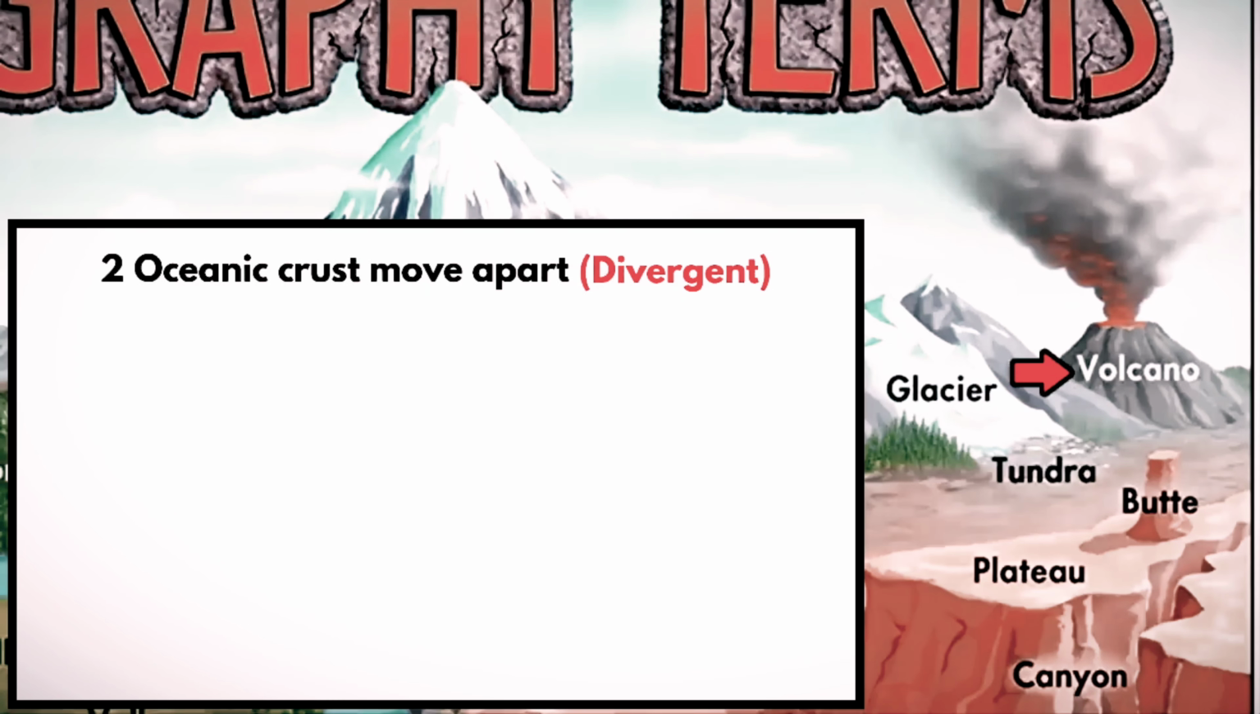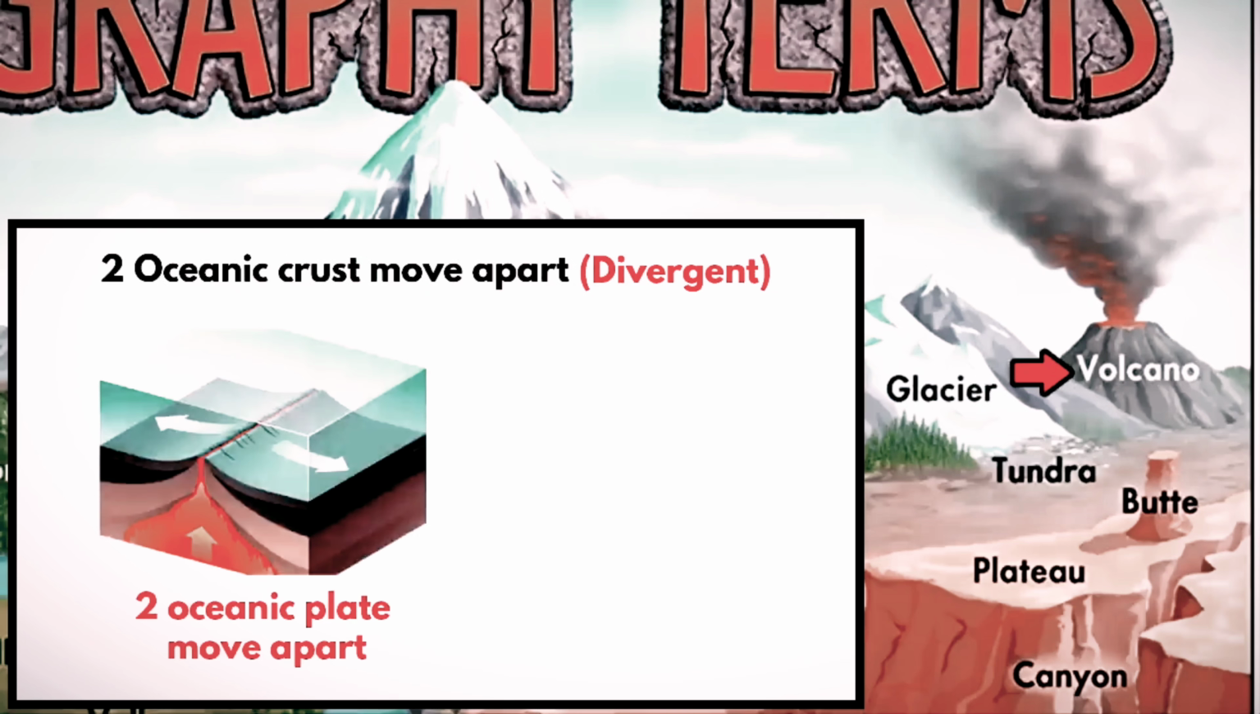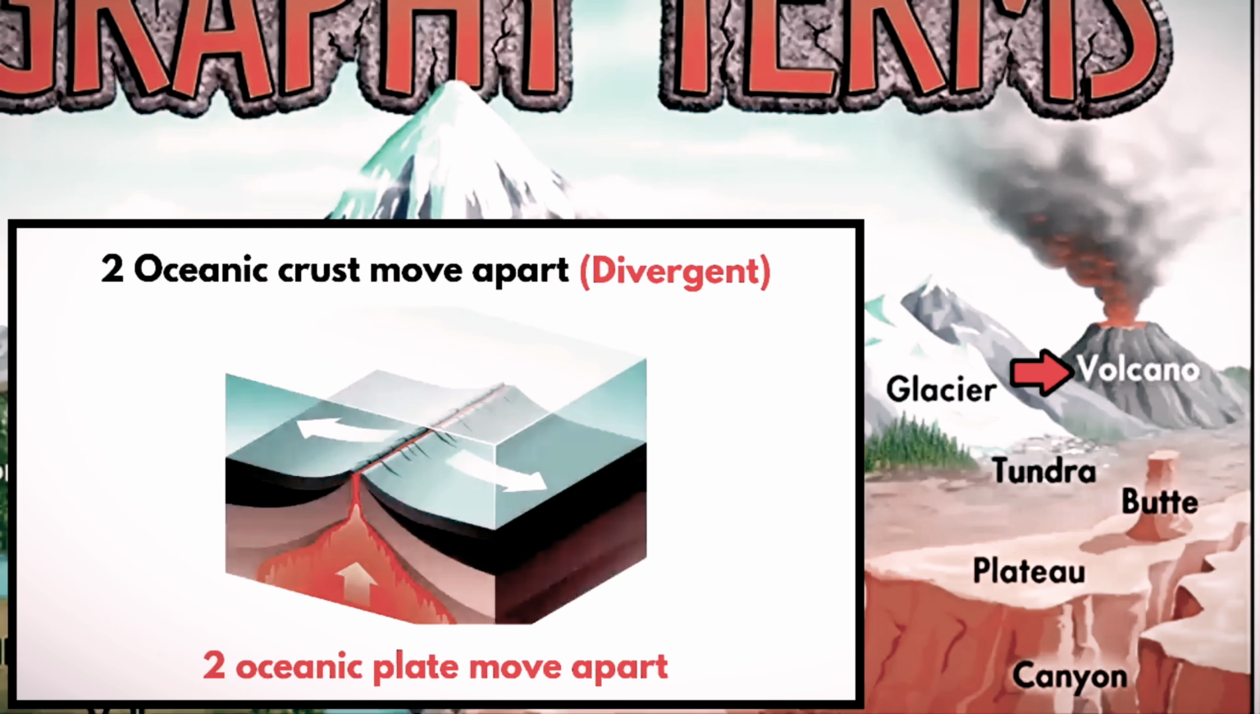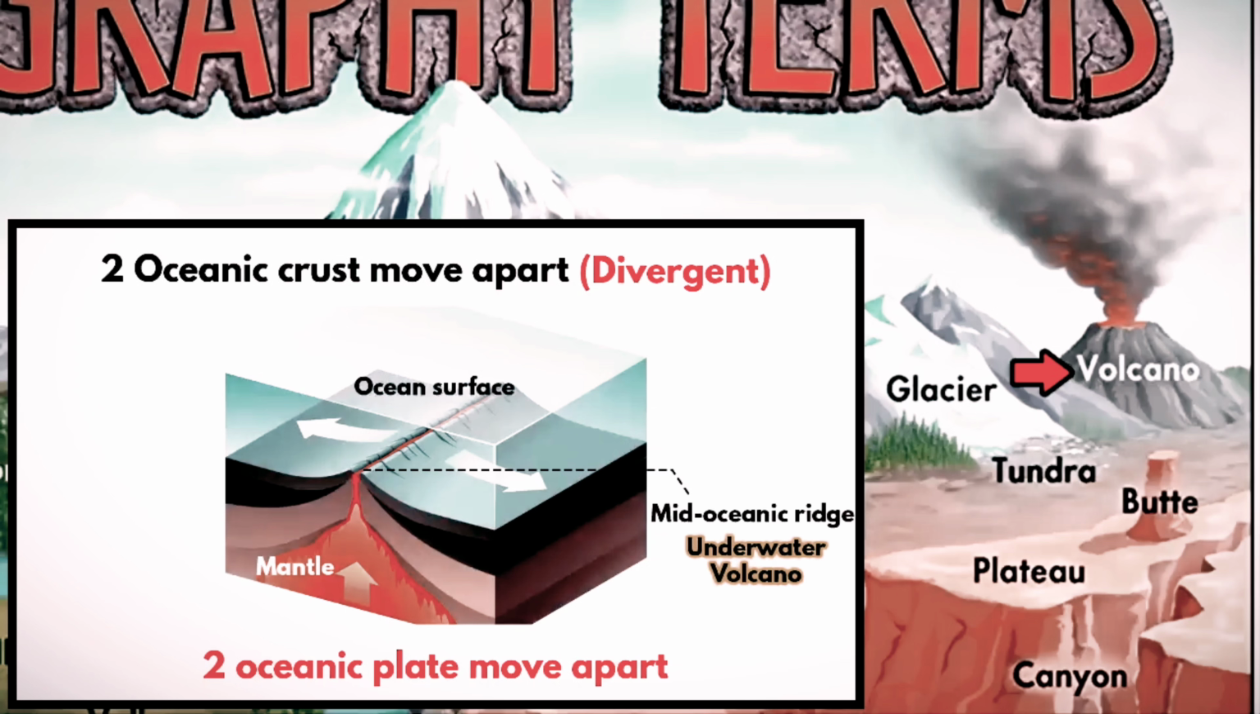Now coming to the second scenario, when two tectonic plates move apart from each other, it is called a divergent boundary. It can occur between two oceanic plates or two continental plates. When there is a divergent plate boundary in the ocean, in other words, when two oceanic plates are moving away from each other, molten basaltic magma from the mantle comes up and spreads on the ocean floor. It is also called a mid-oceanic ridge. When magma comes out, it forms an underwater volcano or submarine volcano.